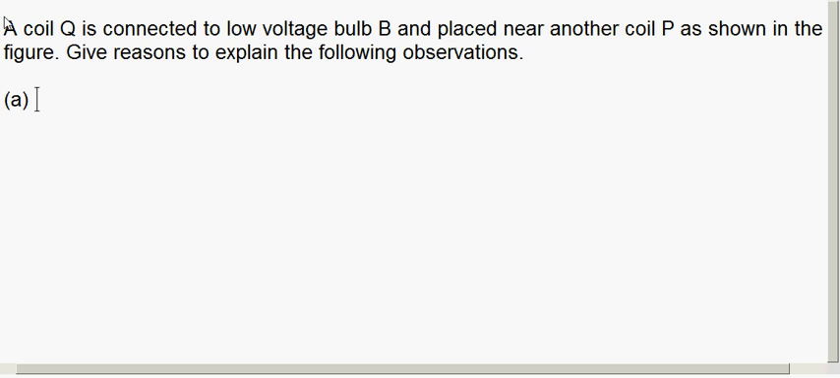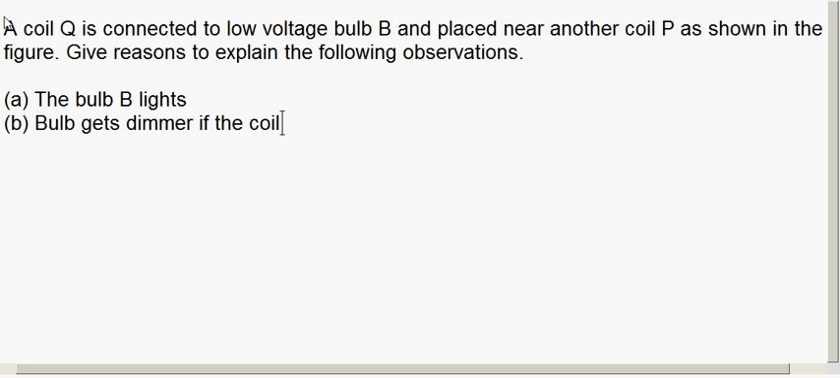Now question number A, the bulb B lights. Question number B, bulb gets dimmer if the coil Q is moved towards left.